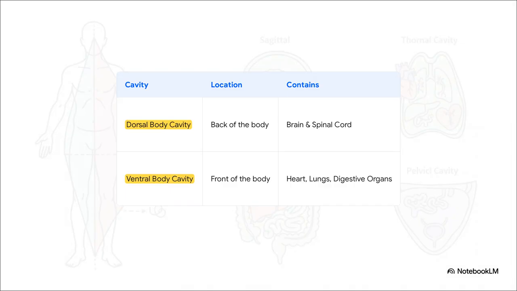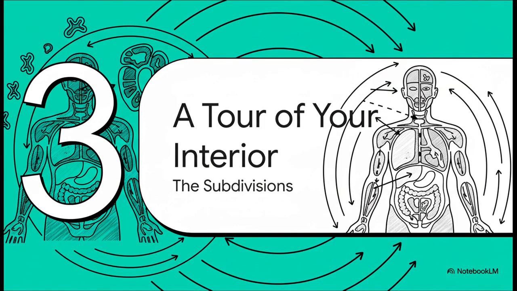So if we zoom out, there are really two main cavities. First, you've got the dorsal body cavity. It's everything along the back of the body, and its only job is to protect our super fragile central nervous system, so the brain and the spinal cord. Then you have the ventral body cavity, which is everything in the front. This is where most of our other vital organs hang out. But let's zoom in a little bit closer.